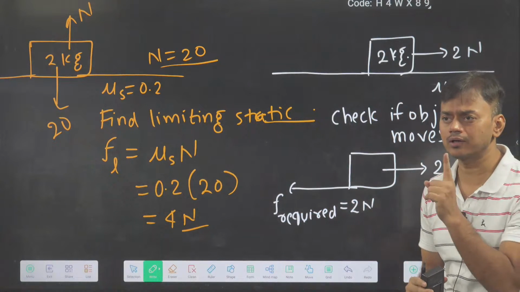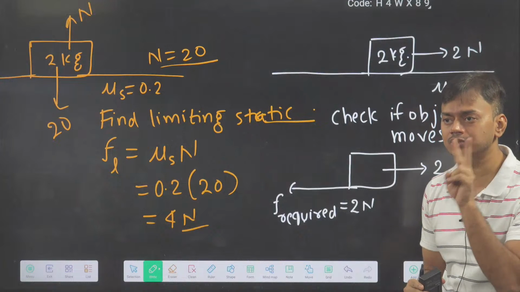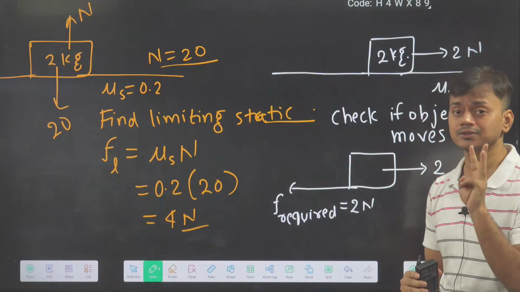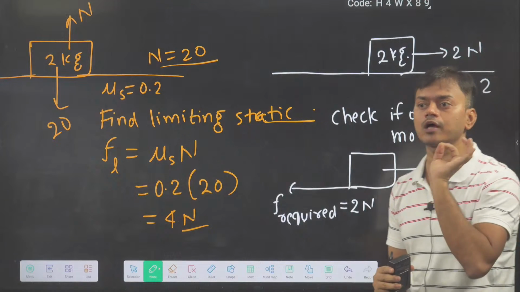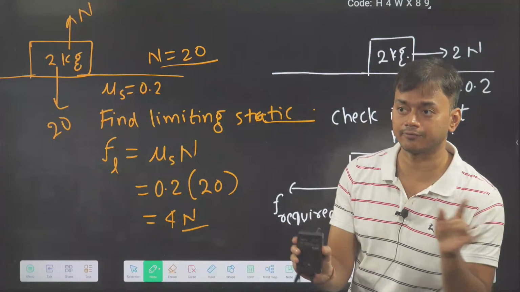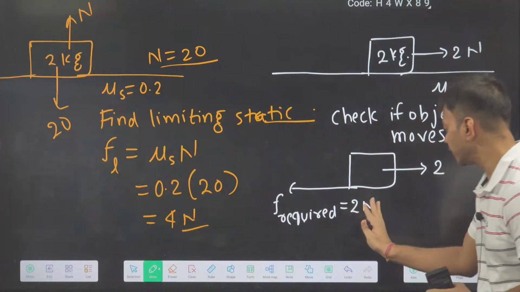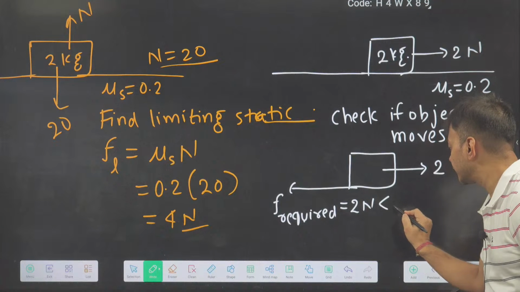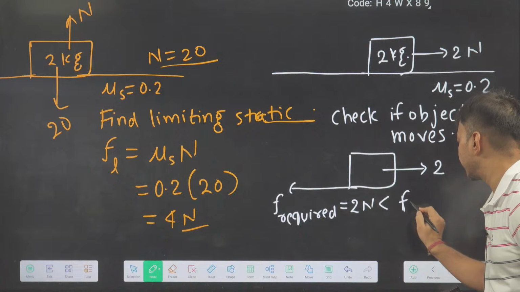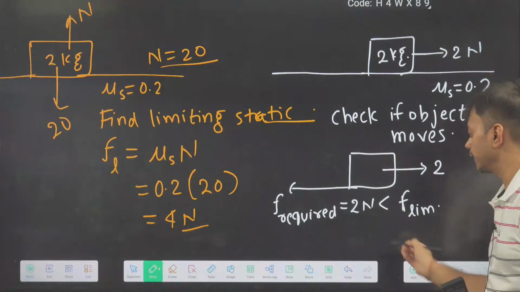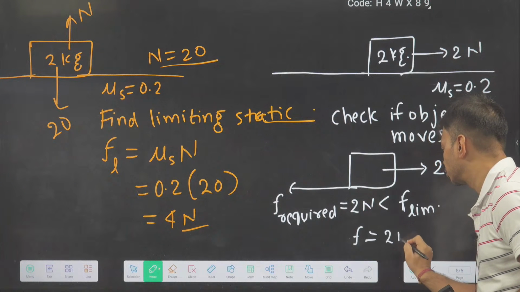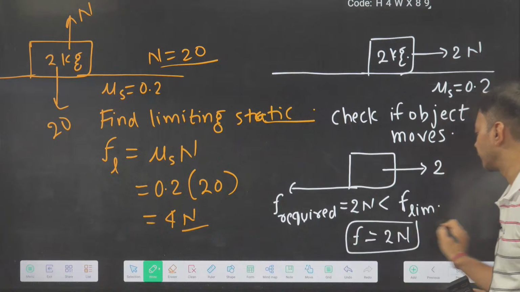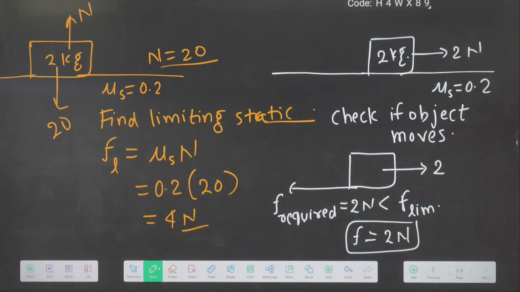If requirement is 1, it can assume 1. If requirement is 2, it can achieve 2. If 3, it can achieve 3. If 4, it can achieve 4. But if requirement is 5, it can never achieve 5. Like that I have to guess. Here the required value is 2 Newton, which is within limiting static. So I will tell that friction's value is 2 Newton.